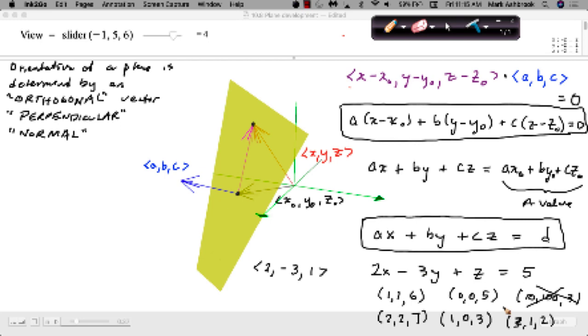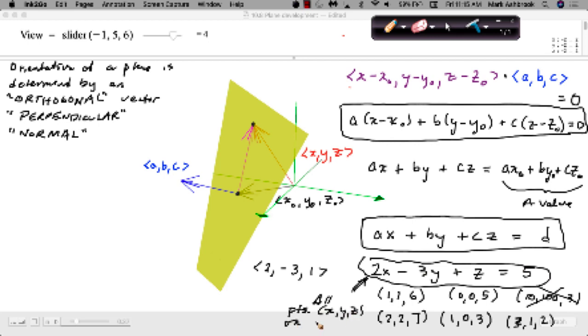Any ordered triple that makes that equation true is a point on the plane. That's why this is the equation of that plane. Any ordered triple that does not make that equation true is a point off the plane. That's why this then represents all points x, y, z on the plane. Any questions?